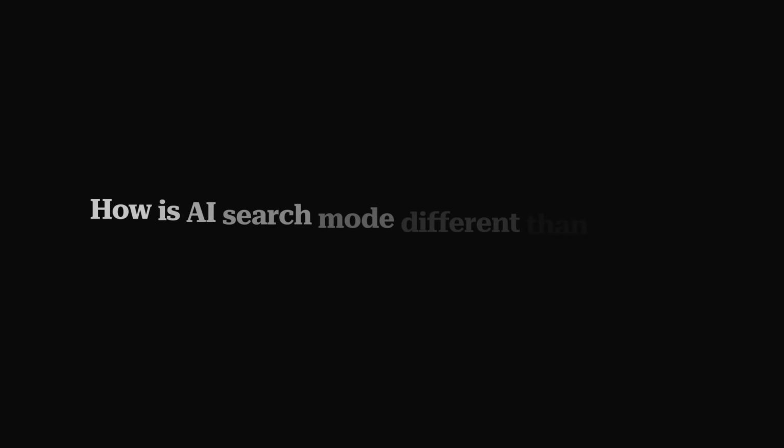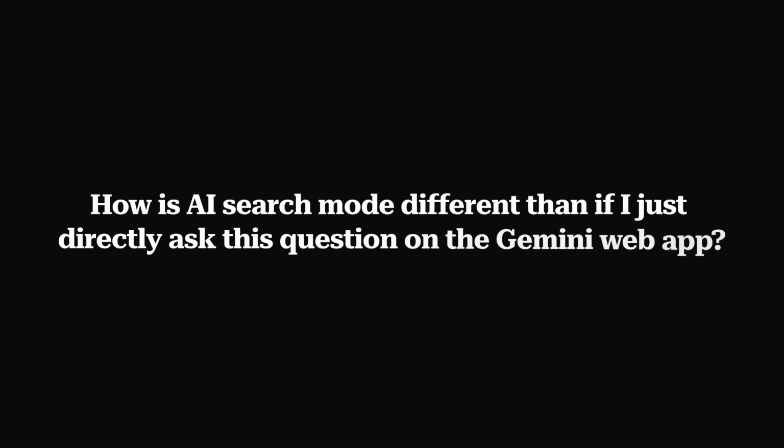So a question that you might be asking right now is, Tina, how is AI search mode different than if I just directly ask this question on the Gemini Web App? And that is an excellent question. It is true that there is overlap between the Gemini chatbot and Google AI mode. But the difference is that Gemini chatbot is much more multifunctional and it has different integrations with other applications. It also has more creativity that's involved.